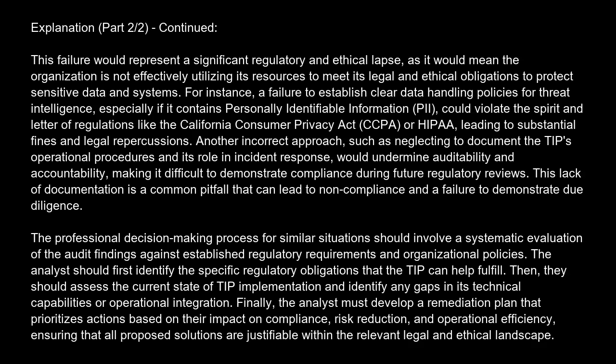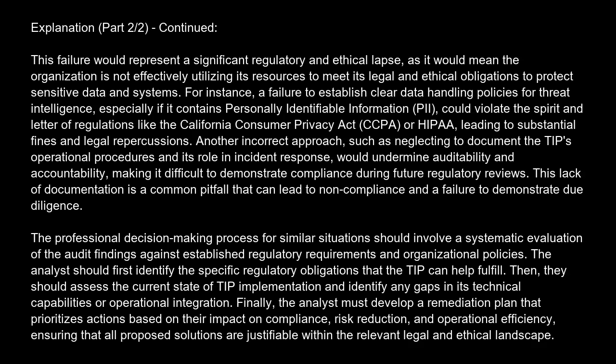Another incorrect approach, such as neglecting to document the TIP's operational procedures and its role in incident response, would undermine auditability and accountability, making it difficult to demonstrate compliance during future regulatory reviews. This lack of documentation is a common pitfall that can lead to non-compliance and a failure to demonstrate due diligence.